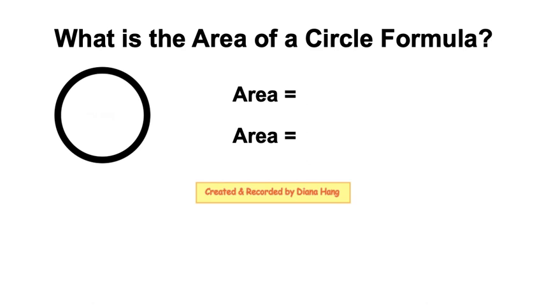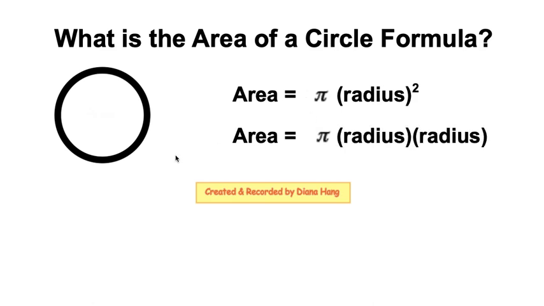In this video tutorial, we're going to be discussing the area of a circle formula and using that formula to solve an example. Here you have a picture of a circle, and the area formula is pi times radius squared. You can also write it out as pi times radius times radius. When you're solving the area of circles, what you're basically trying to find out is the space within your circle.